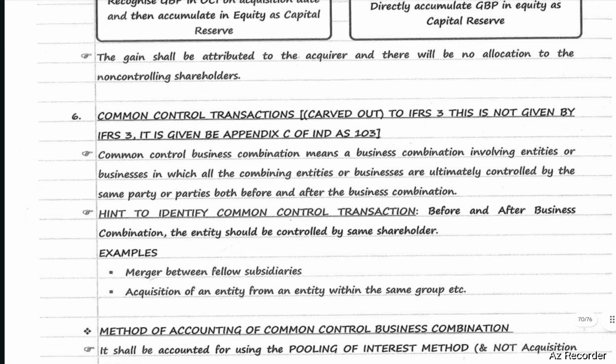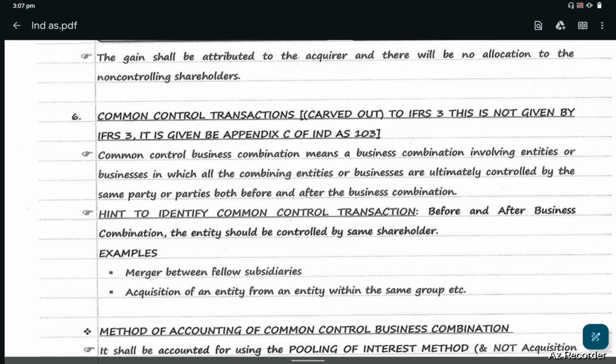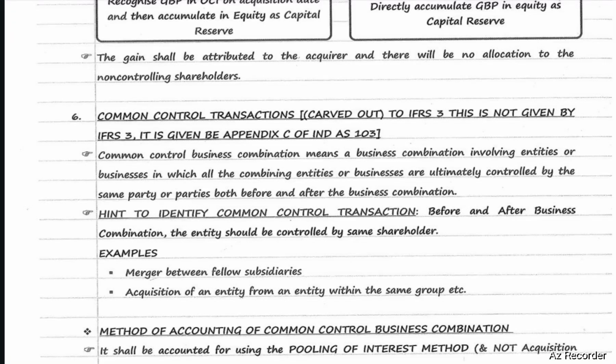Next, common control transactions, which is carved out to IFRS 3. This is not given by IFRS 3. It is given by Appendix C of Ind AS 103. What is common control business combination? Common control business combination means a business combination involving entities or businesses in which all the combined entities or businesses are ultimately controlled by the same party or same parties before business combination and after business combination.